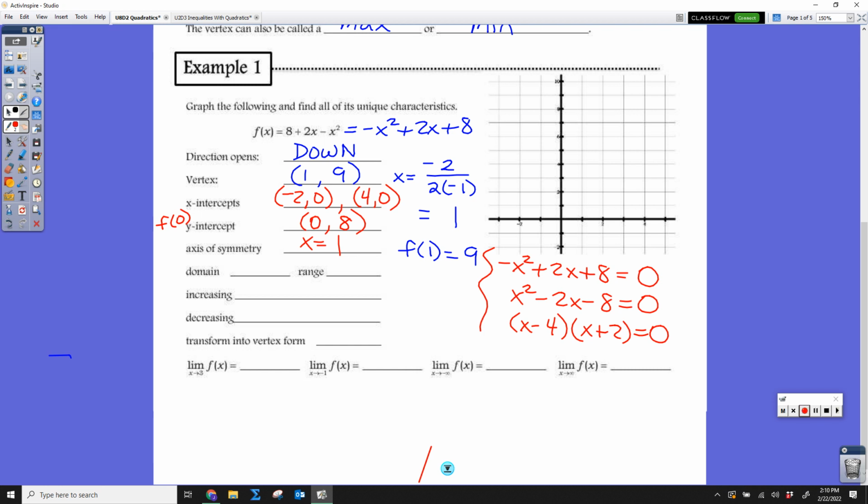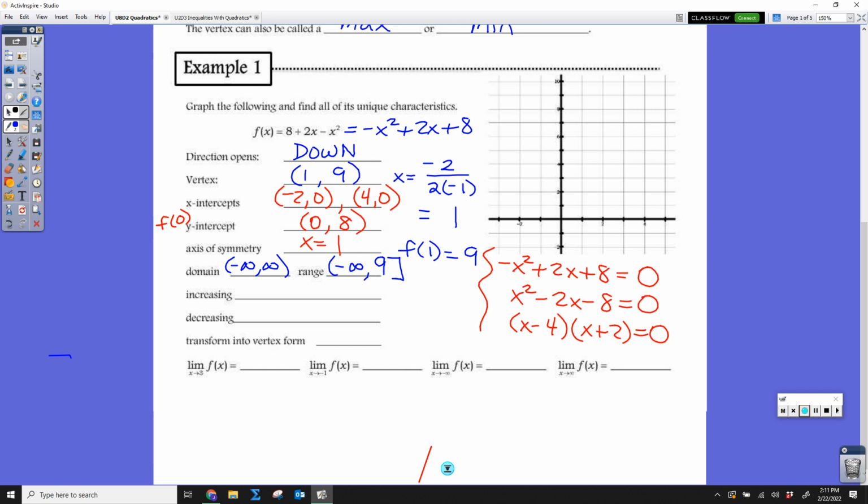All right, domain. I haven't graphed it yet, but I bet we can still answer this. Is there anything restricting our domain? So it's all real numbers. Negative infinity to infinity. Okay, range. Negative infinity to 9? Inclusive? Because 9 is a what? Max, right? 9 is a max. So we're going from everything from below all to the top.